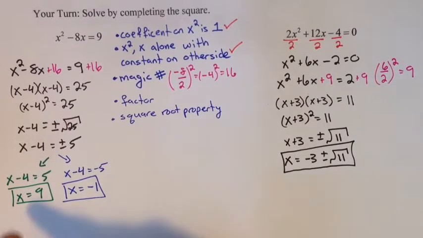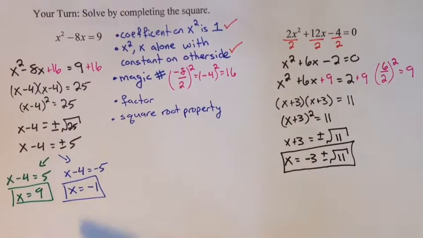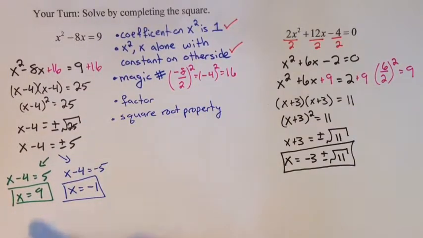Take the square root of both sides and get x minus 4 equals plus or minus 5. That breaks down to give me two answers. Either x minus 4 is 5 or x minus 4 is negative 5, which means that either x is 9 or x is negative 1. And there's my two answers for that question.